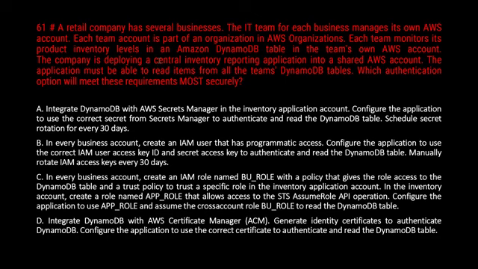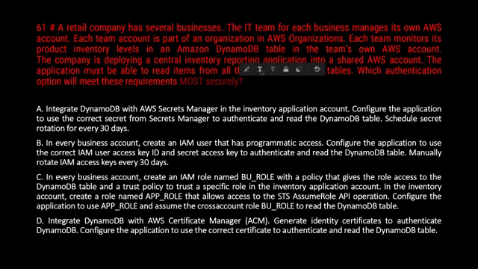Okay, till now everything is separate. Even the DynamoDB, each team has their own DynamoDB table, but now the company wants to deploy a central inventory reporting application into a shared AWS account. The application must be able to read items from all the teams' DynamoDB tables. Okay, it's straightforward. Which authentication option will meet these requirements most securely?